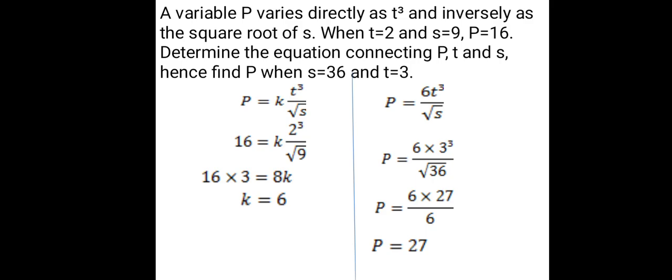The equation connecting the two is P is equal to 6T cubed over the square root of S. The value of P when S is 36 and T is equal to 3 is 27.